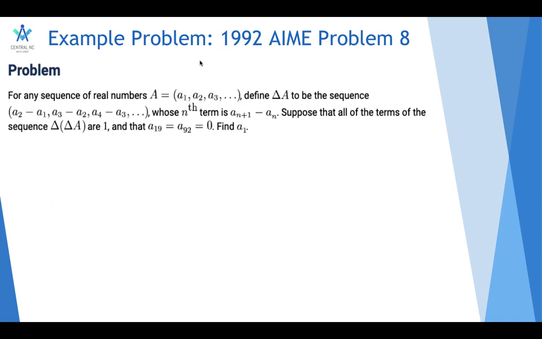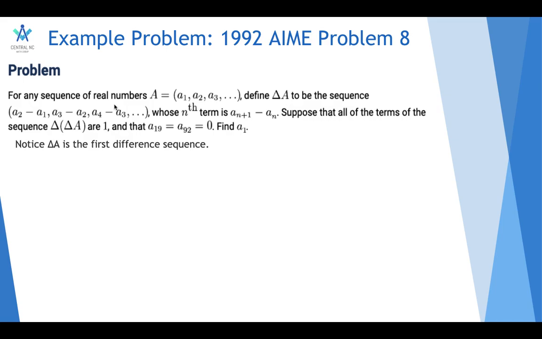So here's an example problem that I found that I thought was really, really good illustrating this concept. It's from the 1992 AIME, and it's problem number 8. The problem is, for any sequence of real numbers A defined as such, define delta A to be the sequence A2 minus A1, A3 minus A2, A4 minus A3. So essentially, you're just going to take two consecutive terms and then subtract them. Notice delta A is the first difference sequence, whose nth term is A n plus 1 minus A n.